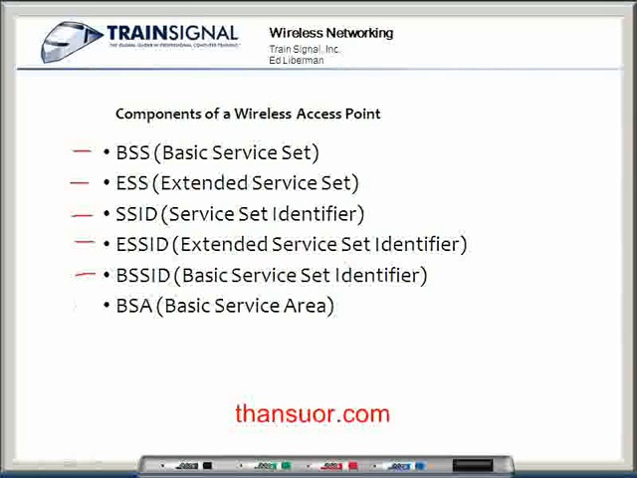Now the last term I have here is BSA, which stands for Basic Service Area. And the basic service area is just that, meaning what area of space is this particular access point going to service. And that is something that we'll talk a little bit more about when we talk about the placement of your wireless access point, because the placement has a lot to do with what area you need wireless coverage.